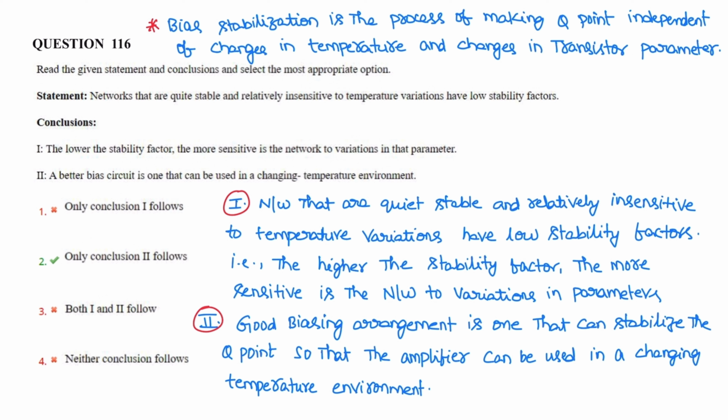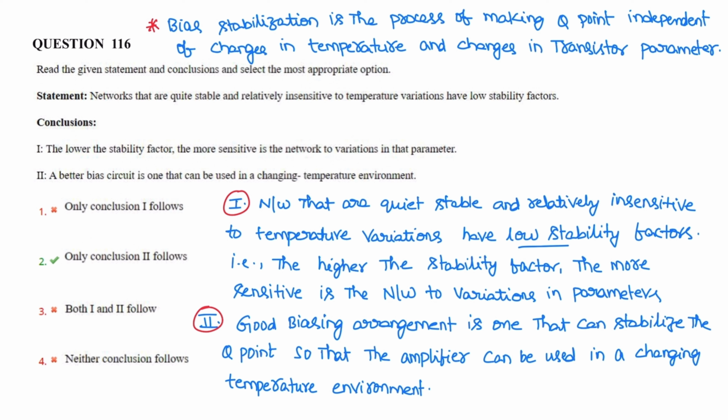So statement 1: lower the stability factor, more sensitive is a network to variations in temperature. Statement 1 is wrong, because the higher the stability factor, the more sensitive it is to changes in temperature. If the stability factor is low, the network is relatively insensitive to variations in parameters. Networks that are quite stable and relatively insensitive to temperature variations have low stability factors. That is, the higher the stability factor, the more sensitive is a network to variations in parameters.